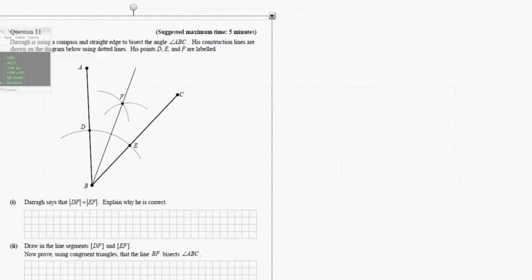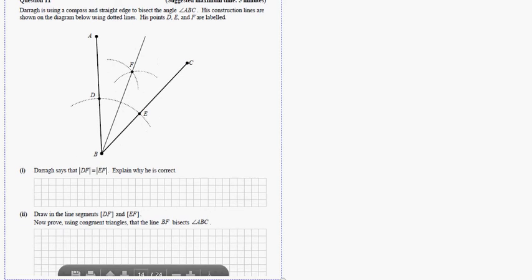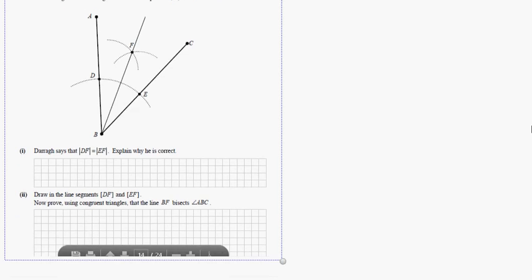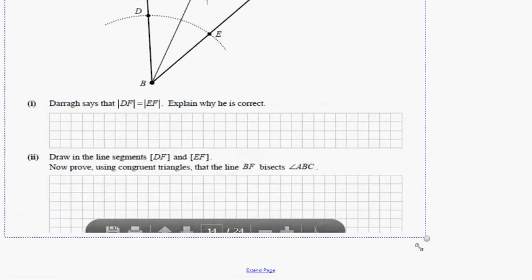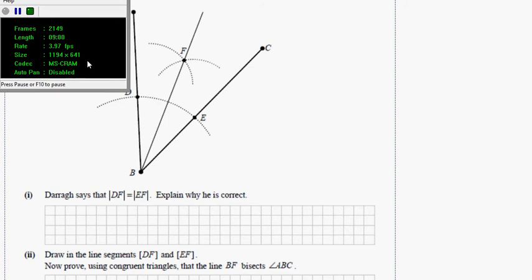Next question we have here is question 11. It goes, Dara, using a compass and straight edge, bisected this angle here. His construction lines are shown below using dotted lines. His points D, E and F are labelled. Dara says that DF equals EF. Explain why he is correct. Okay, so what we're going to do here, DF equals EF.